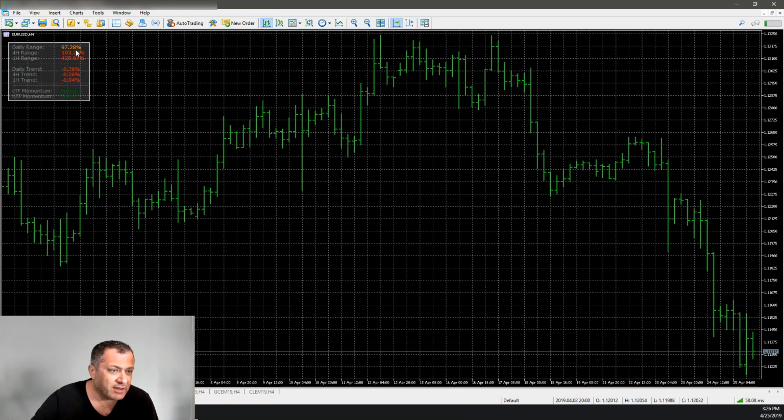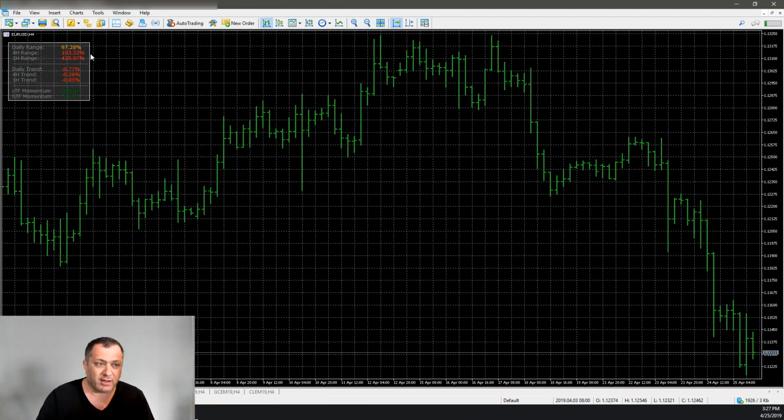But we see that on the shorter time frame, we're at nearly double. So it's 193. Let's just round it up and say it's 200, just for simplicity. So again, on the shorter time frame, it's double. It means that today's volatility, as measured right now for the last 4-hour range, is double.